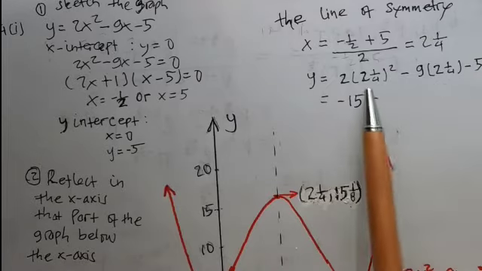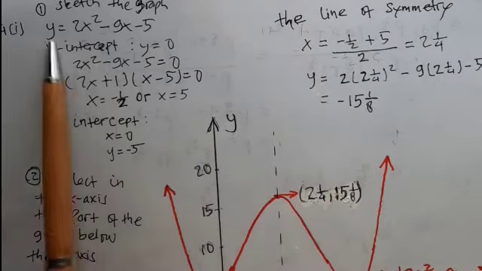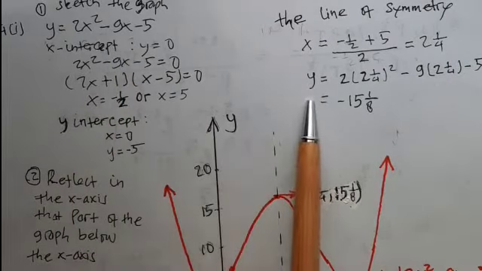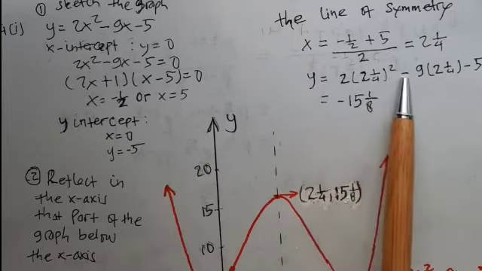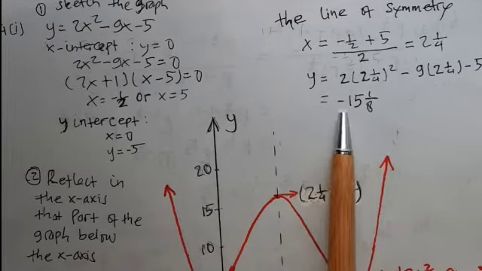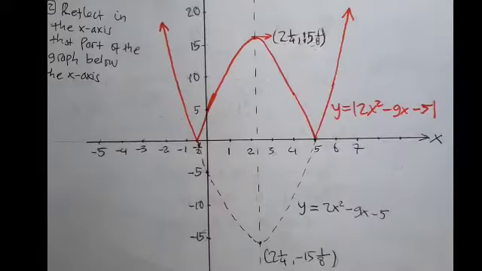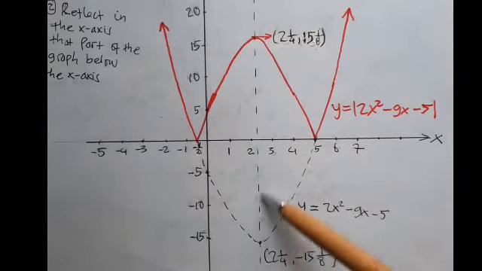And then we substitute x equals 1 over 4 in this y to find the stationary point, or minimum point in this case. Thus y is 2 times 2 1 over 4 squared minus 9 times 2 1 over 4 minus 5, so y is minus 15 1 over 8. Here the minimum point is x is 2 1 over 4 and y is minus 15 1 over 8, and this is the line of symmetry of the graph.